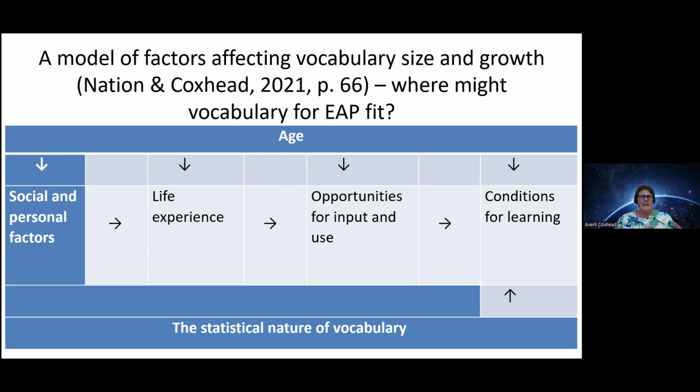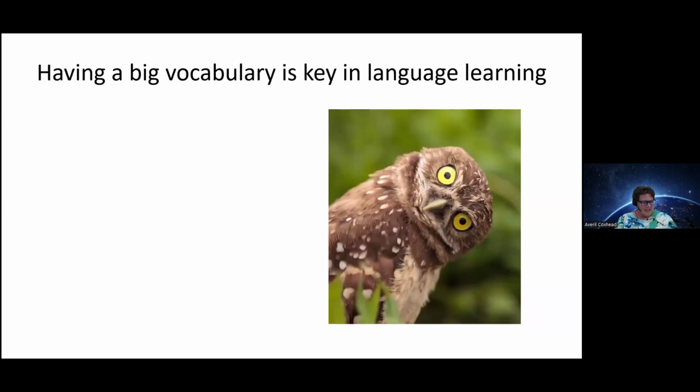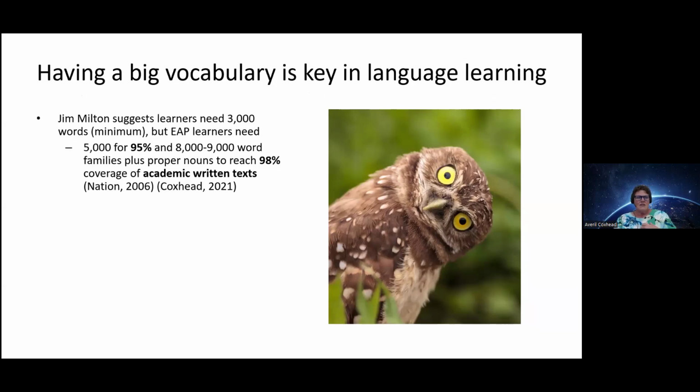Okay, I'm going to move on to this idea of vocabulary size as well, because this is really important when we think about English for academic purposes. So Jim Milton, may he rest in peace, suggested that learners need about 3,000 words minimum. But in the research that we've been doing here in Aotearoa, New Zealand, and here at Victoria University of Wellington, we've been looking at academic written text, for example, and thinking, is 3,000 words enough?